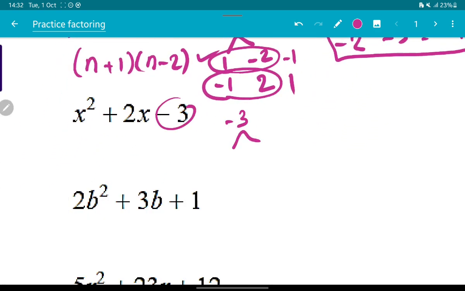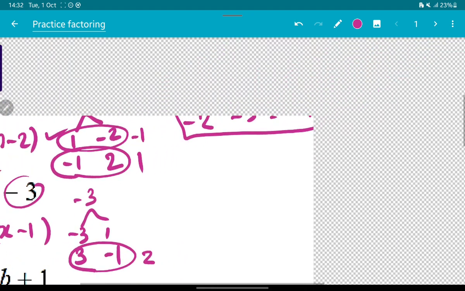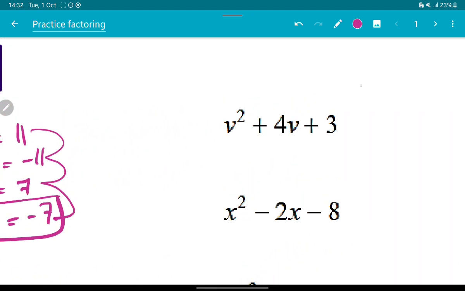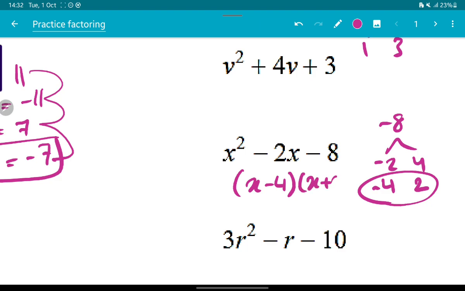Negative 3: the factors of negative 3 are 1 and negative 3, 3 and negative 1. We can try the two brackets to be x and x. When we add this, it would be 2, which is the middle term. So this would be plus 3, minus 1. The same here, 3 will be 1 and 3. Negative 8 will be negative 2 and 4, or negative 4 and 2. This one will be negative 2 when we add, so this would be x minus 4, x plus 2.